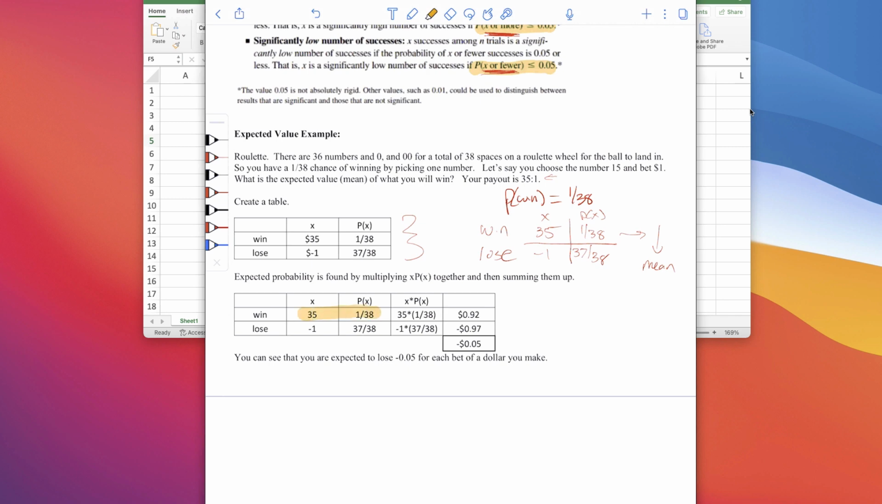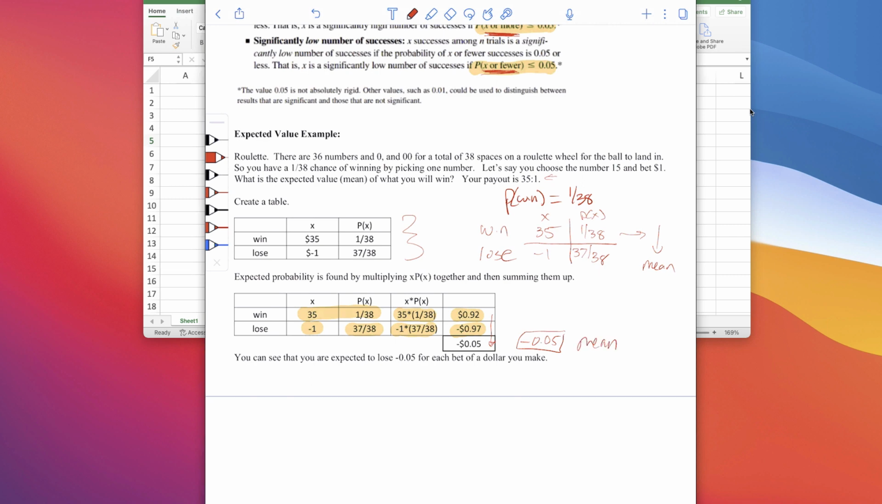Take the 35 and the 1/38, multiply them across, and I get 92 cents. Take the negative 1 times the 37/38, multiply across, and we get negative 97 cents. Add them down, and that's your expected value. So if you indefinitely bet $1 on roulette, you're going to lose 5 cents overall. Obviously, the casino has an advantage, and that's their advantage. They're going to always take money from you. So this would be the mean or expected value.